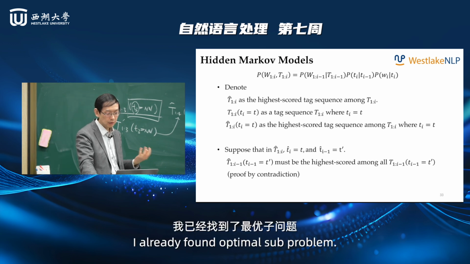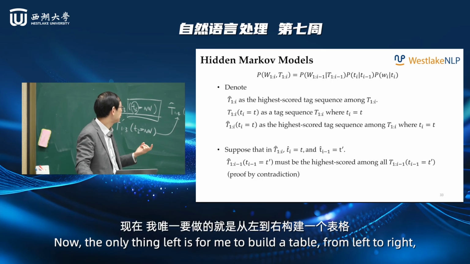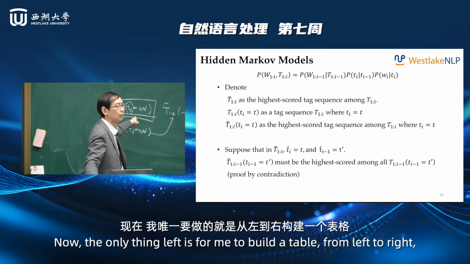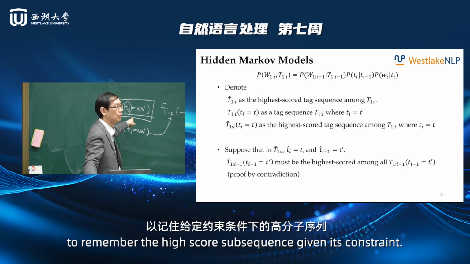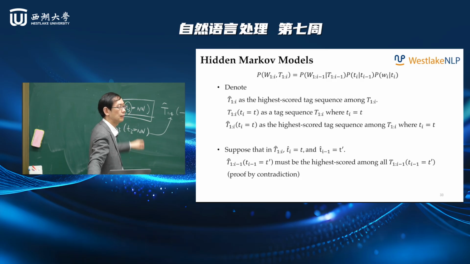All right. So, okay, I already found the optimal subproblem. Now the only thing left is for me to build a table, right? From left to right to remember the highest scored subsequence given this constraint, okay? So I just need to remember the highest scored subsequence with all possible last tags, right?